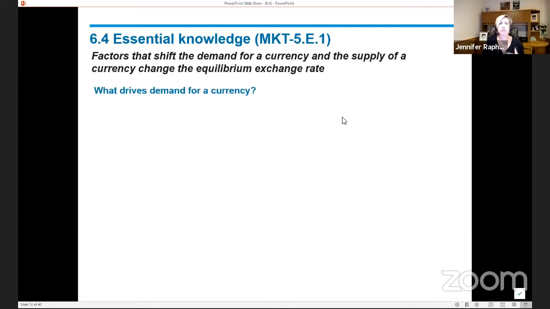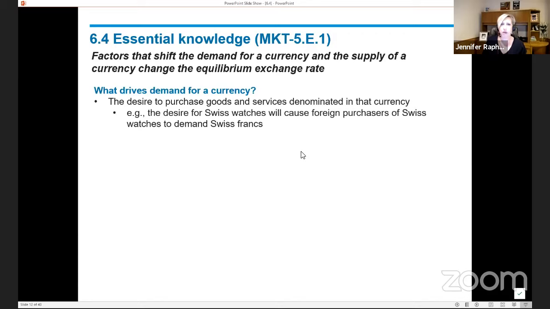So let's just really generalize: what drives demand for a currency? And I think this is a key point. So we have really two forces. The first is the desire to purchase goods and services denominated in that currency. So for example, if there's an increase in the desire to own Swiss watches, that's going to cause foreign purchasers of Swiss watches to demand Swiss francs, because unless you're a currency speculator, in which case you're buying a currency as a financial asset, you're buying the currency in order to purchase a good or a service. And so that's really important to understand.